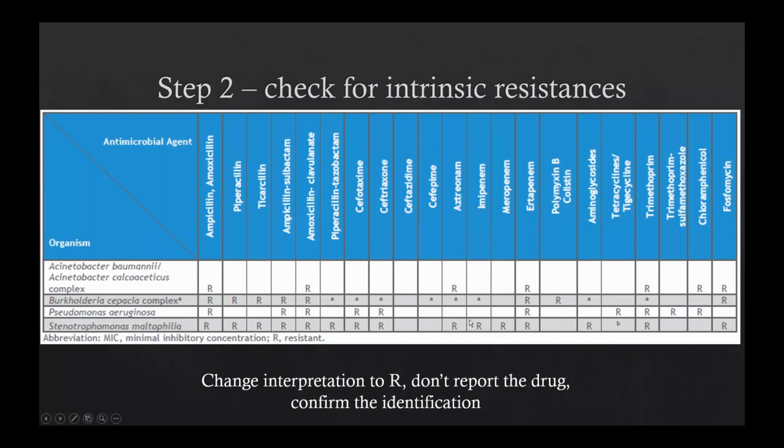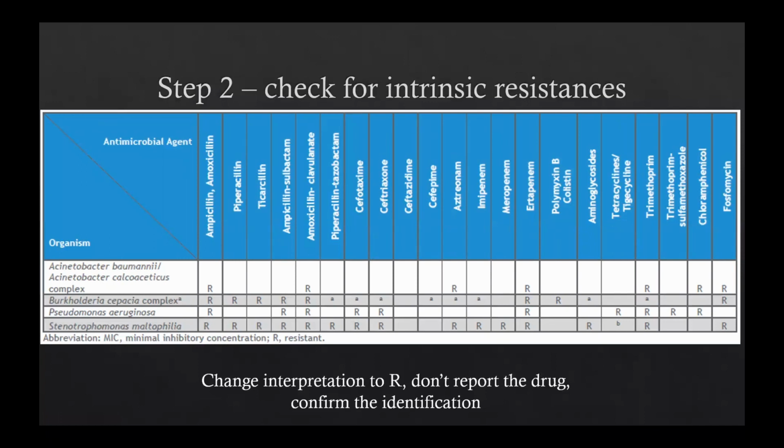Stenotrophomonas as susceptible to any of the carbapenems. Okay, it's resistant to all of them. Never report it as susceptible to any of the aminoglycosides. So even if the machine measures it as being susceptible, we have to change the interpretation to resistant. Or the other option is don't report the drug at all.